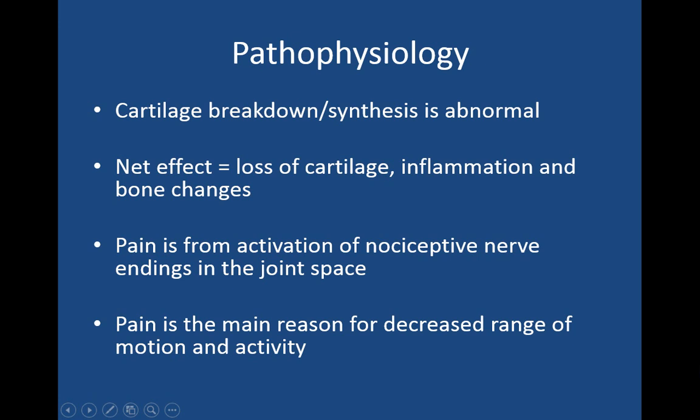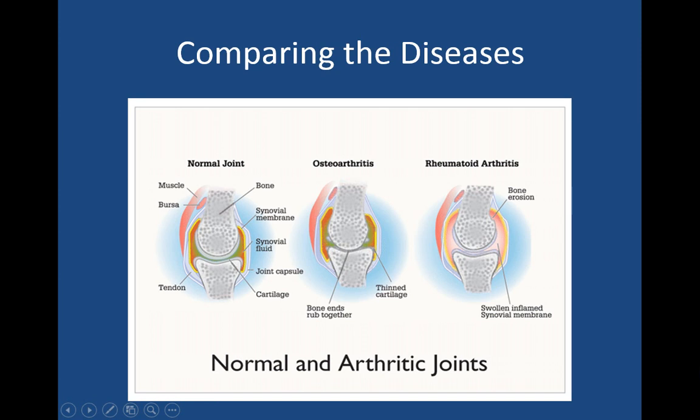The ends of your bones, like the ends of your femur and other long bones, have nociceptive receptors. What is nociception? Pain, right? So when the ends of those bones rub against each other and they don't have that cartilage cushion, it causes pain for the patient. And this is primarily the problem here: the pain leads to decreased range of motion. Over time, the pain and the inflammation can cause joint deformities in some of these patients.